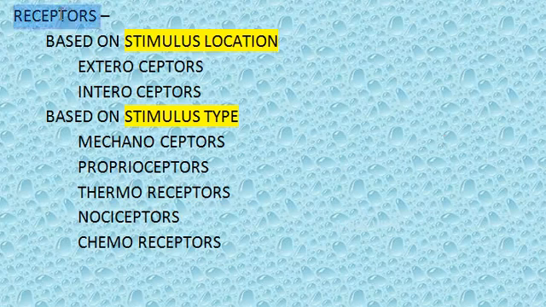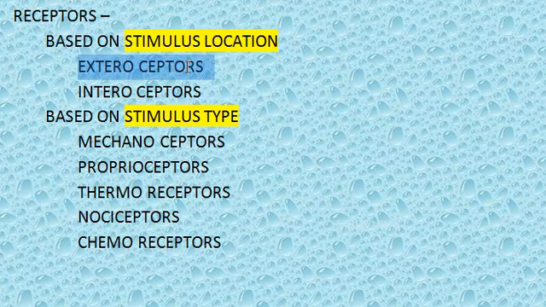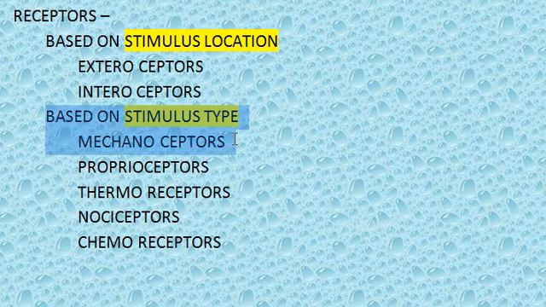So receptors can be classified based on the stimulus location, whether the stimulus is outside or inside. If the stimulus is outside, the receptors will be called exteroceptors, and if the stimulus is within the body and the receptors are trying to sense them, then those receptors will be classified as interoceptors. However, if it is based on the type of stimuli, thermoreceptor can be internal or external.